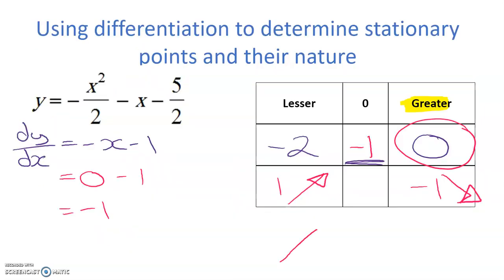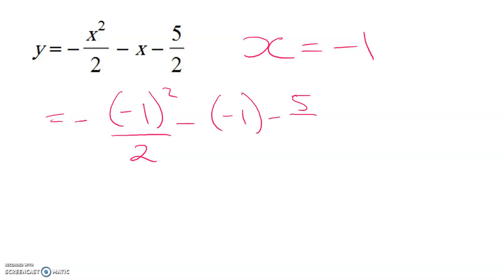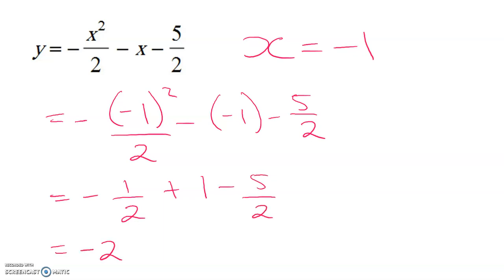So what do we have? Ours goes up and then down, so it's going to be a maximum, but we need the coordinate. Okay, we only have our x value, so let's plug that in and find our y value. To find your corresponding y values, you use the original equations. I'm going to substitute negative 1. So I get negative 1 squared on 2 minus negative 1 minus 5 on 2. And that's just going to equal negative a half plus 1 minus 5 on 2, which equals negative 2. Therefore, my stationary point is at negative 1, negative 2.